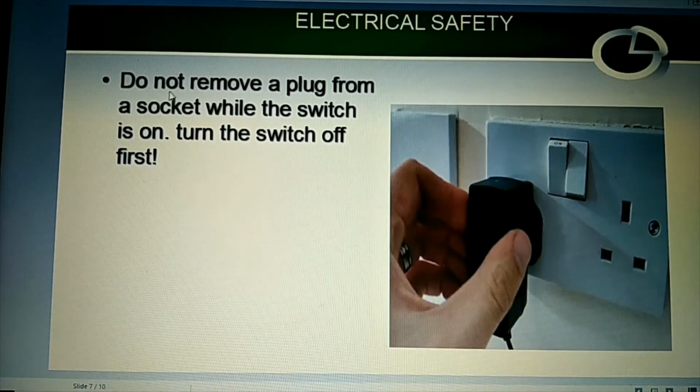The next one, do not remove a plug from a socket while the switch is on. Look at this, not good. The switch is on, don't remove it. Don't remove the plug while the switch is on. What do you have to do? You have to turn it off first. Switch off the switch first before you remove the plug.